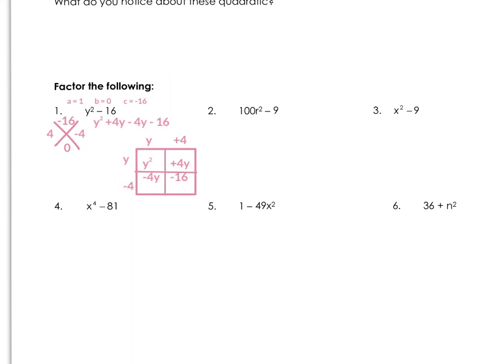So now I just need to write them in parentheses next to each other. And then that's my answer, the y plus 4 and the y minus 4. So we can do these in the same way that we have just been doing the previous ones. Always identify the A, B, and C, and then do your x to figure out the factors that we want to break the B term into, and then you can fill out the area model and work backwards to find the two factors.